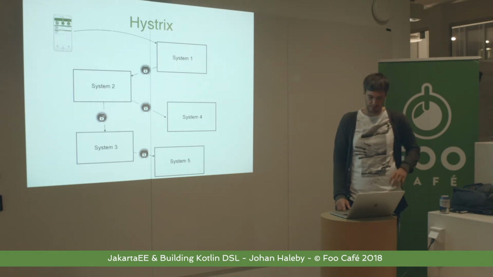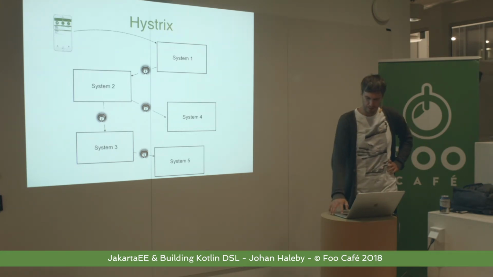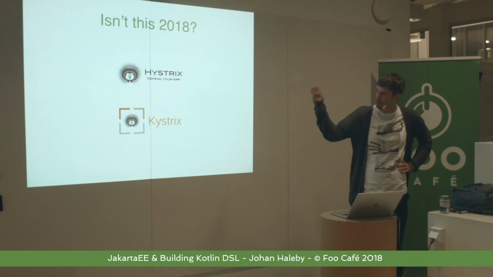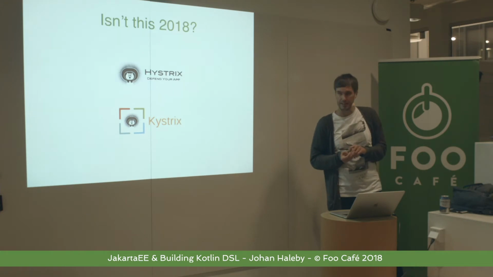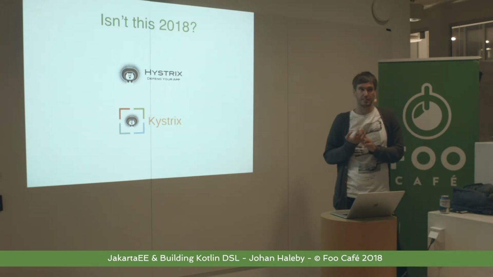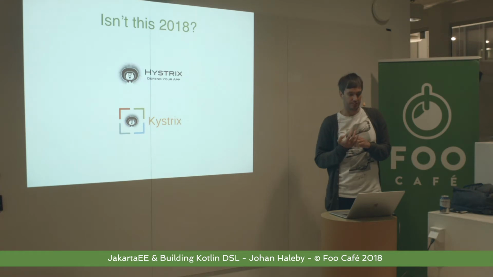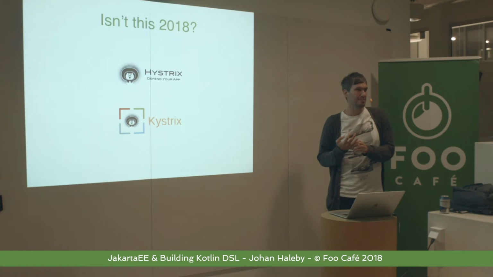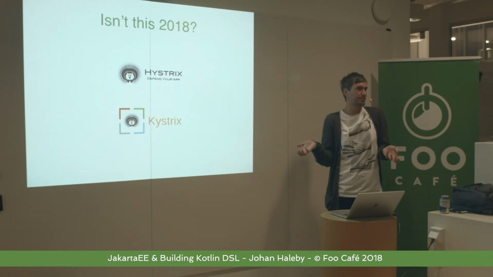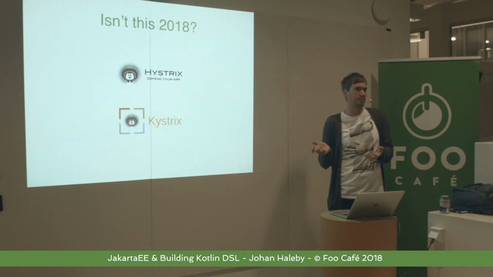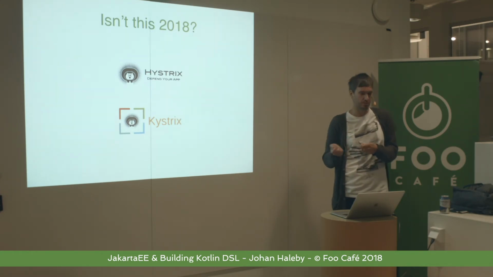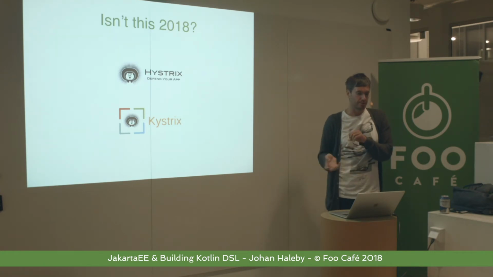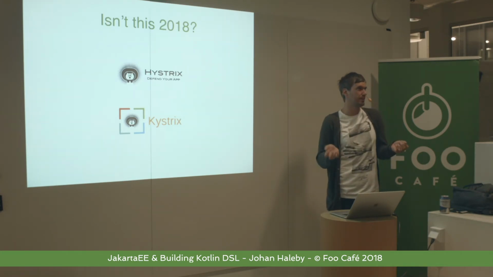So this is what Hystrix does. And then you're correct, this is a good question to ask: isn't this 2018? Shouldn't we all be migrating to Kubernetes and Istio and Linkerd or something like that? And yeah, maybe we should. But it's still early days. I mean, Istio went to 1.0 not that many months ago. Linkerd was just maybe one month ago or something. It went to 2.0.